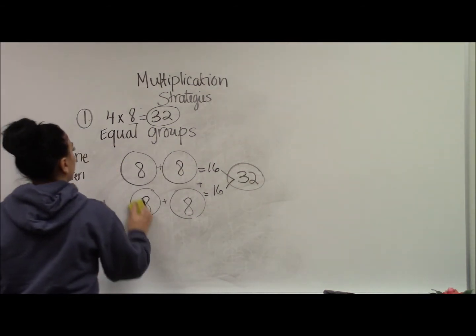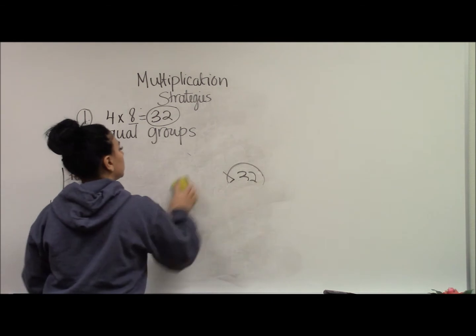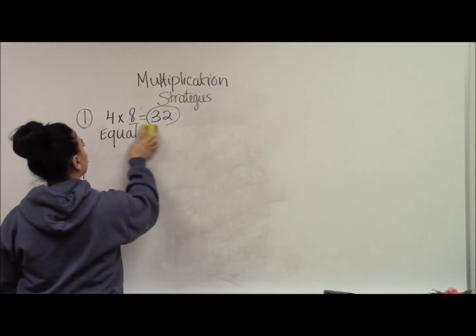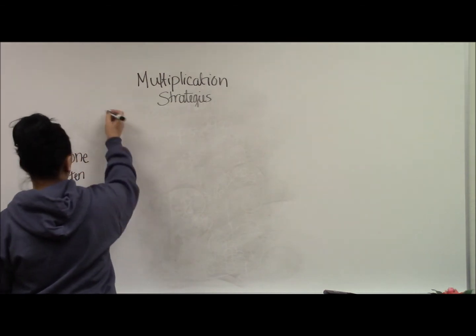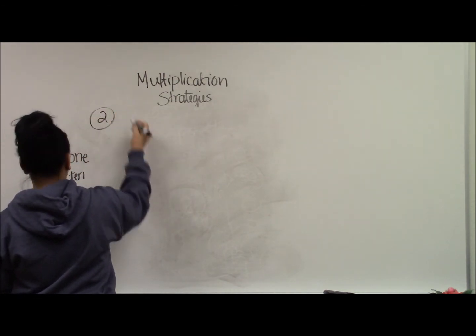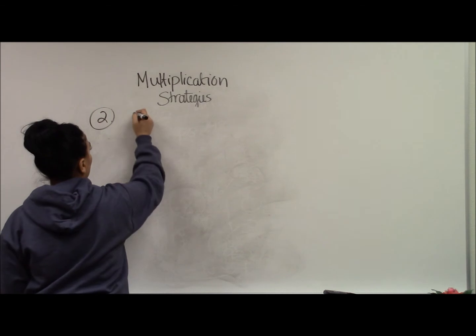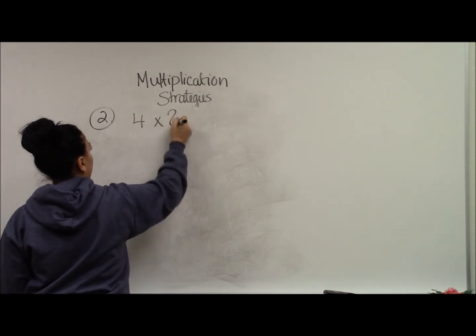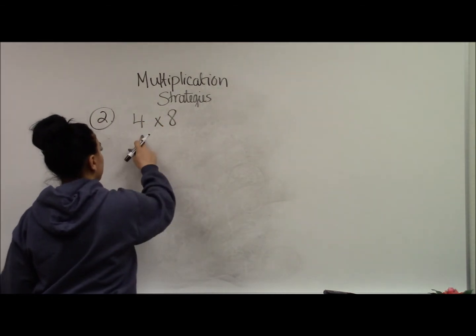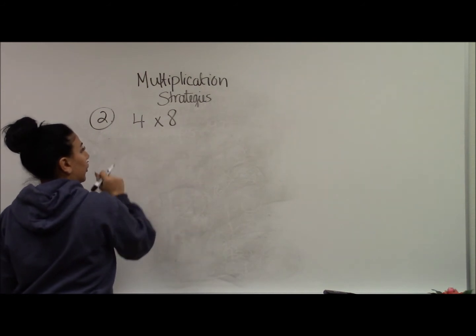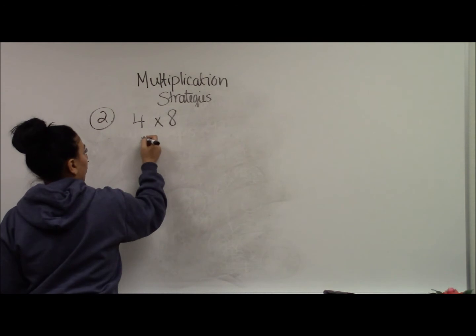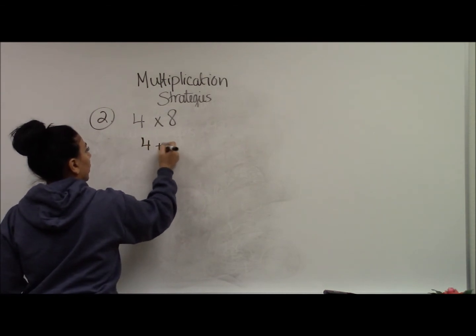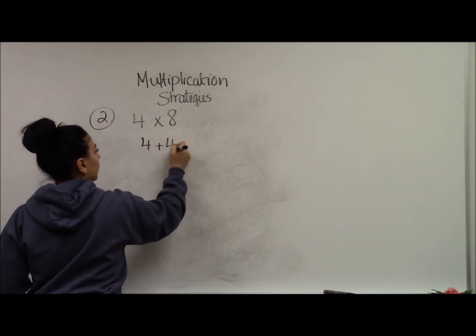Right now I'm going to show you repeated addition. And that's going to be our second strategy. That's when we are going to talk about, let's just use 4 times 8 again. Well, this is saying that we're going to add 8 4 times. And so I could do it both ways, and I'm going to show you both ways. So I could add 4 8 times.